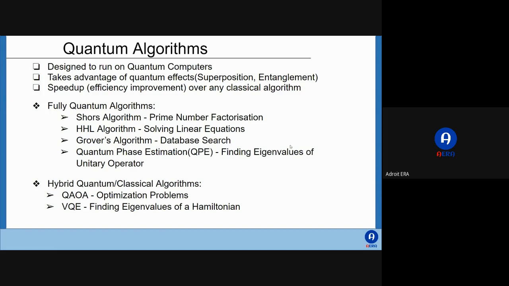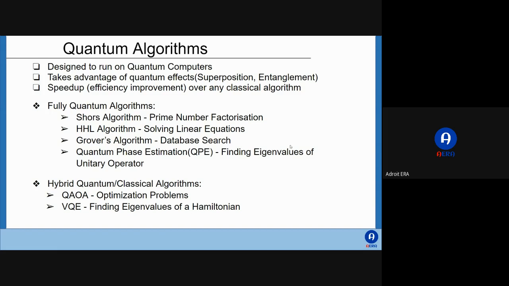Okay, so what are fully quantum algorithms? Fully quantum algorithms are the algorithms that only run on a quantum computer. You don't need a classical computer to run them; you can run the whole algorithm on a quantum computer. For example, fully quantum algorithms include Shor's algorithm and the HHL algorithm. Shor's algorithm can be used for prime factorization.